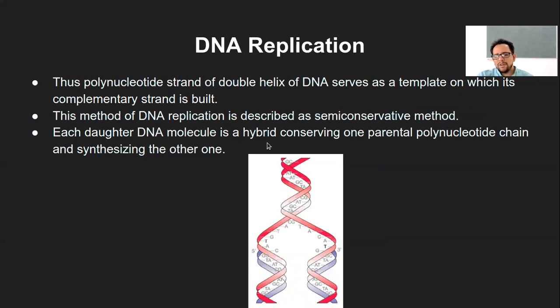Each daughter DNA molecule is a hybrid, conserving one parental nucleotide chain and synthesizing a new one. That is why it is also called a hybrid, because one strand is old, what we call the parent strand, and the other is the new strand, and that is why this daughter DNA molecule is a hybrid, as is the other one. That is just the general mechanism of DNA replication explained by Watson and Crick.